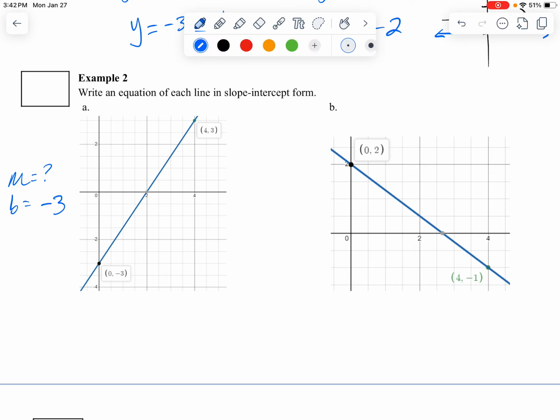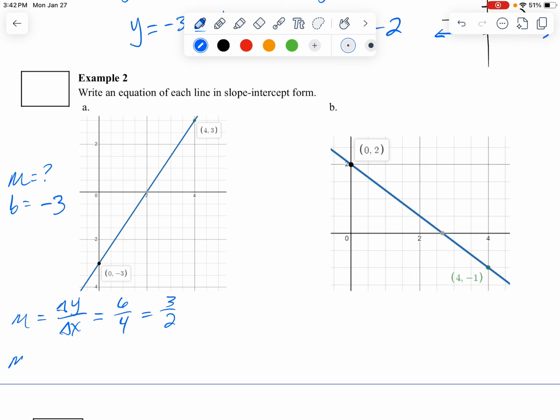So I'm going to actually do this in a couple different ways. If we think of it as change in y over change in x, what did I say? Up 6. 1, 2, 3, 4, 5, 6 over 4. And we should always simplify this to 3 over 2.